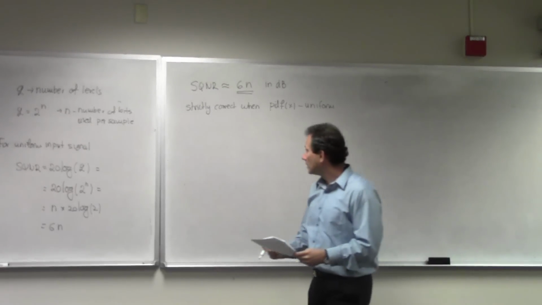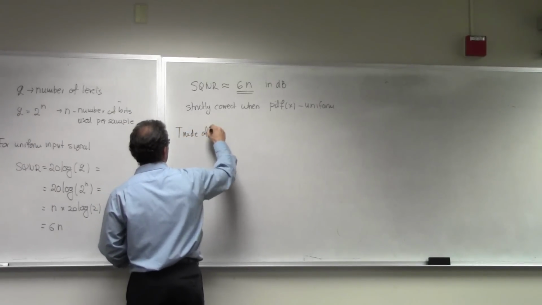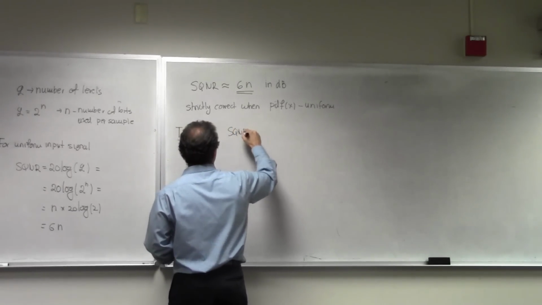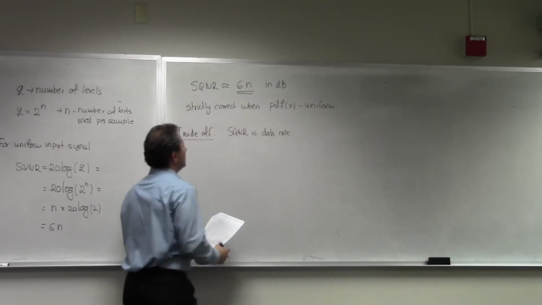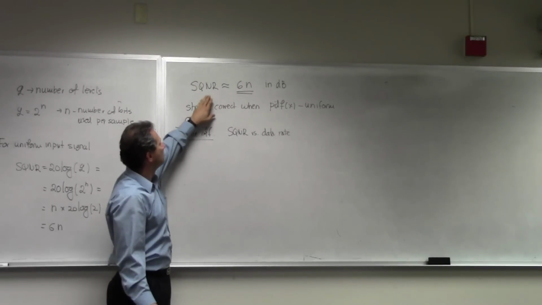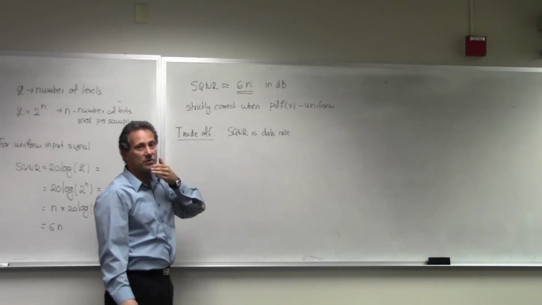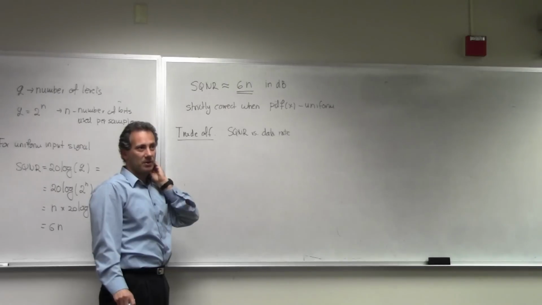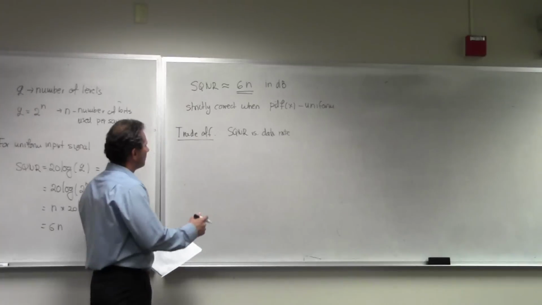Okay, so let me highlight another trade-off that you should be aware of, and this is SQNR versus data rate. When you see this, you can say, okay, I can make my SQNR as large as I want by selecting n to be relatively large. And the payoff is quite nice. Every time you add a bit, you gain 6 dB, right? So pretty soon you end up with a very good signal to quantization noise ratio. But what is the penalty here?